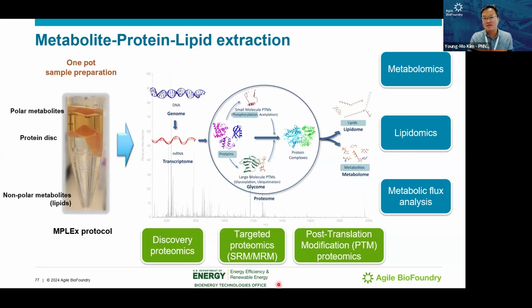And on the right side, the extracted metabolites and lipids can be analyzed by mass spec, by GC-MS and LC-MS, and with the help of computational modeling, we can calculate the metabolic flux analysis. Next slide, please.